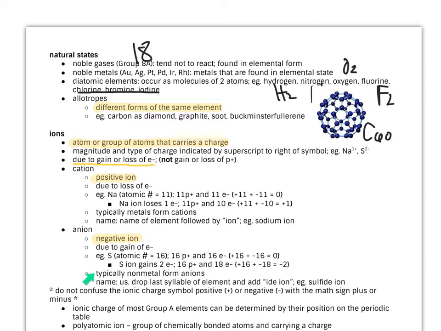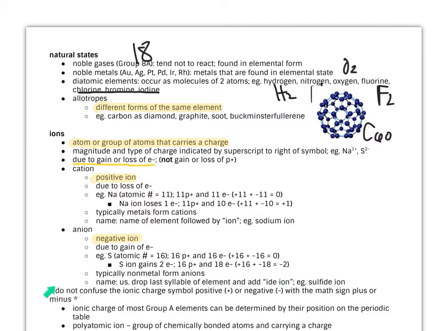Non-metals typically form anions. And this time the naming is a little different. For the name, you usually drop the last syllable of the element. So sulfur, you drop the fur part and just have sul, and then add ide. So sulfide ion.